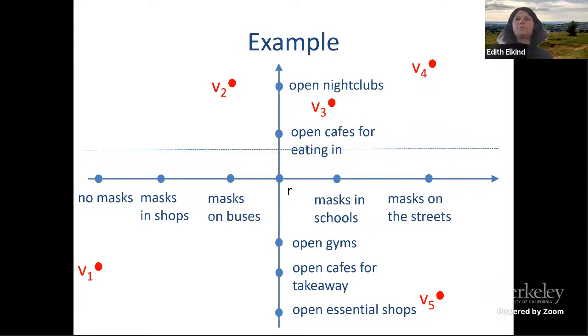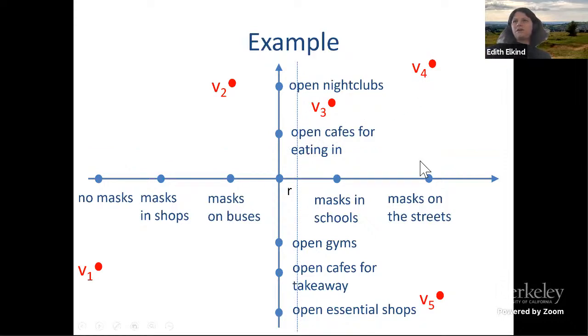can agree on a proposal, for instance, that keeps the same level of masking but opens cafes for eating in. All of them would be closer to this point than they are to R. Meaning they can form a majority coalition that says, let's keep the same level of masking but have a little bit more openness, and they get majority support for that. And here's another option.